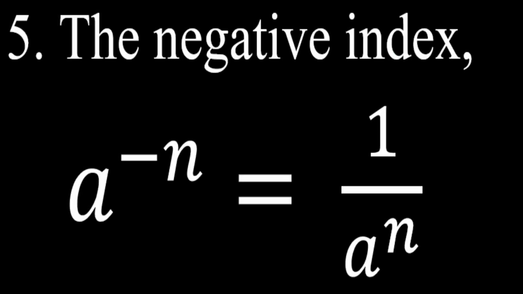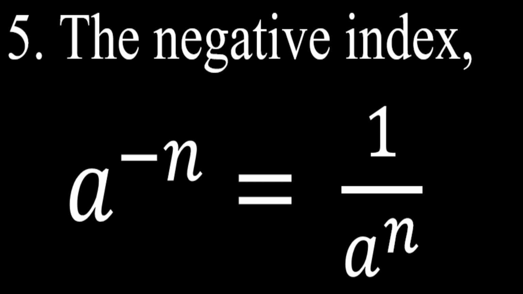Now, the fifth one is when we have negative indices. Negative indices, what does it mean? It means that we have a to the power negative n is the same as saying 1 over a to the power n. You can see there the power becomes positive. That is the reciprocal.